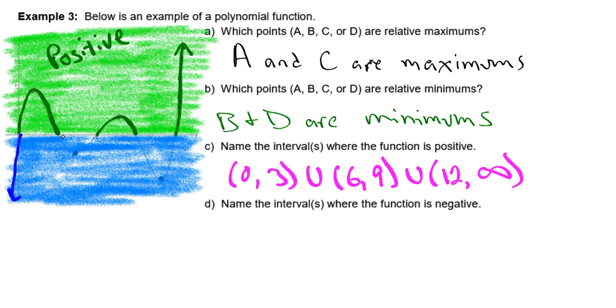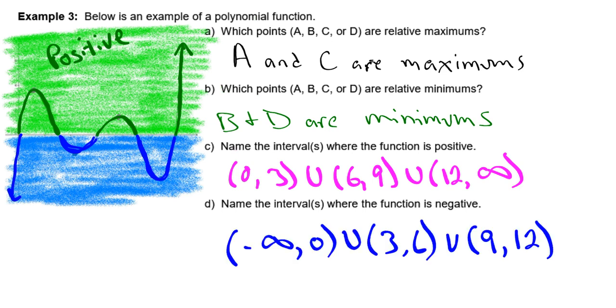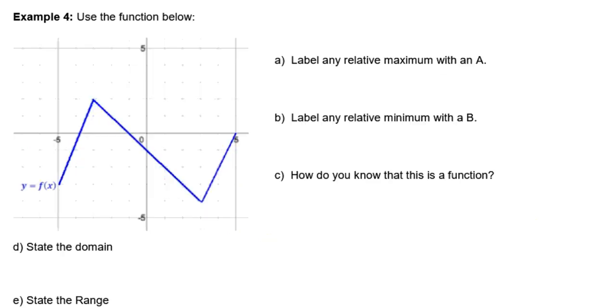And then Nessie has some part of her body underneath the water from 3 to 6. And then Nessie has the last part of her body under the water from 9 to 12. So that would be our three intervals for our negative function. It's underneath the x-axis in three different sections, so we have three different intervals, one for each. All right, doing well, moving along.